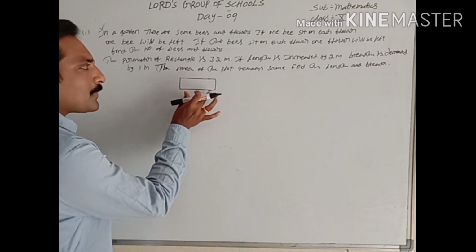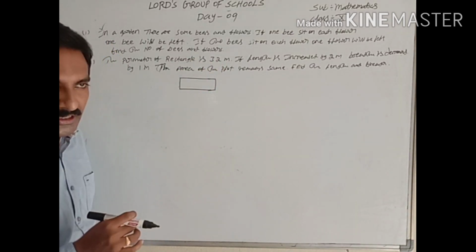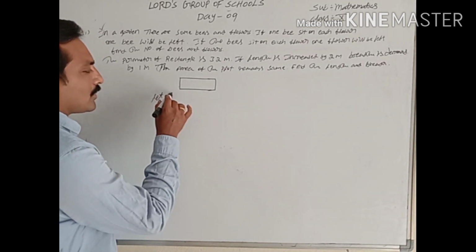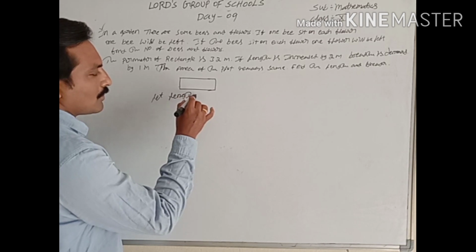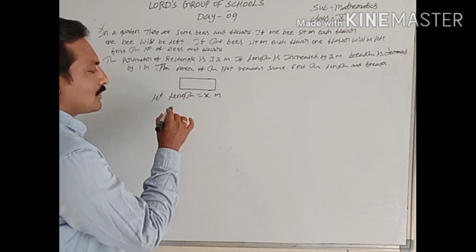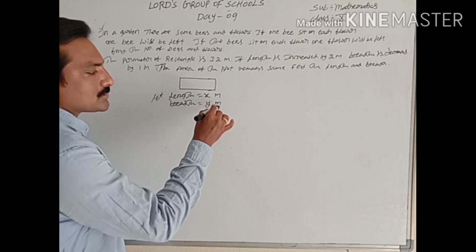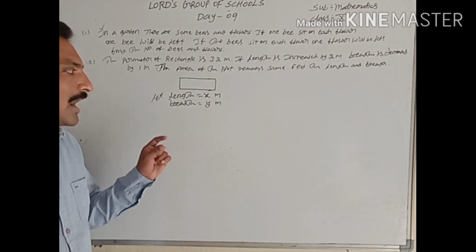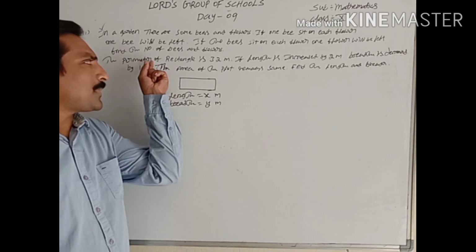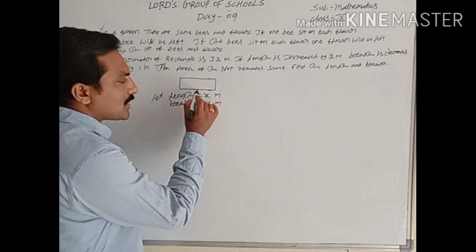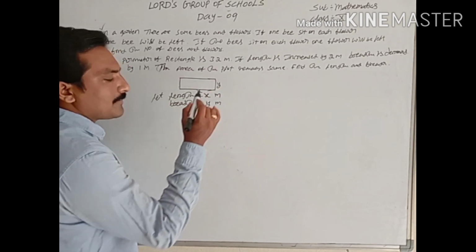The perimeter of the rectangle is 32 meters. In this case, first of all, let the length be x meters and the breadth be y meters. These two things you have to take. After that, the perimeter of the rectangle is 32, as mentioned. Here, length is x, breadth is y.